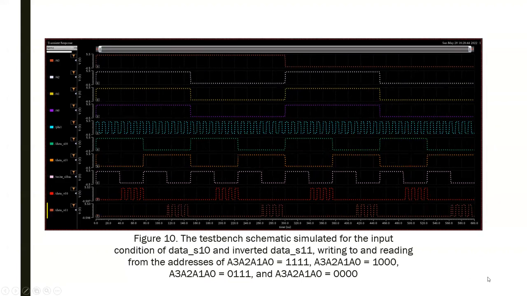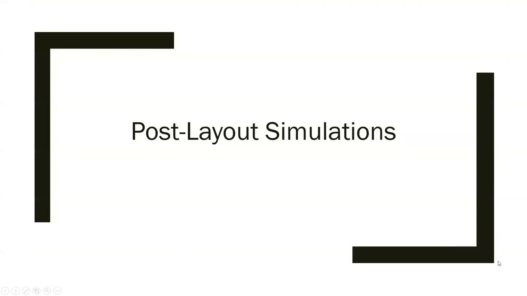And now here we can see the testbench schematic simulated for the input condition of data S10 and the inverted data S11 as compared to the previous inputs. And we are again using the same address bits that we have used before. And again, we can see that we are correctly reading and writing. And now we can move on to post-layout simulations.